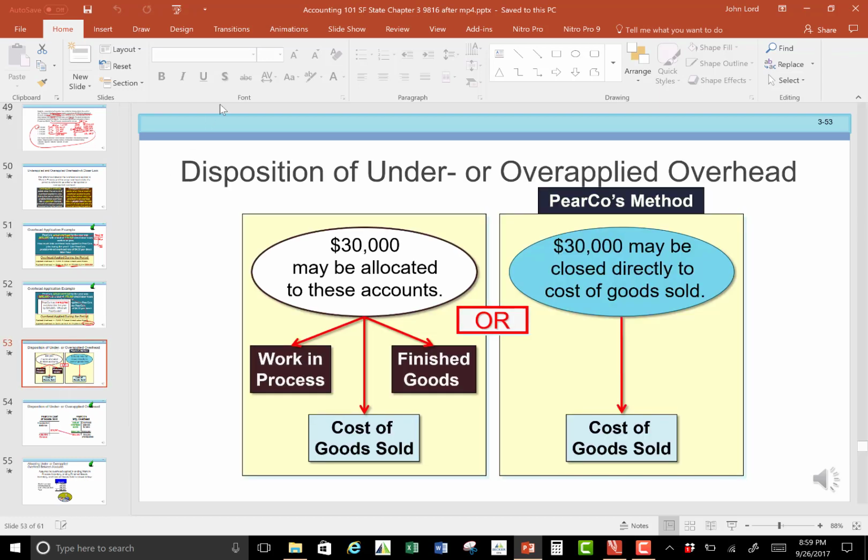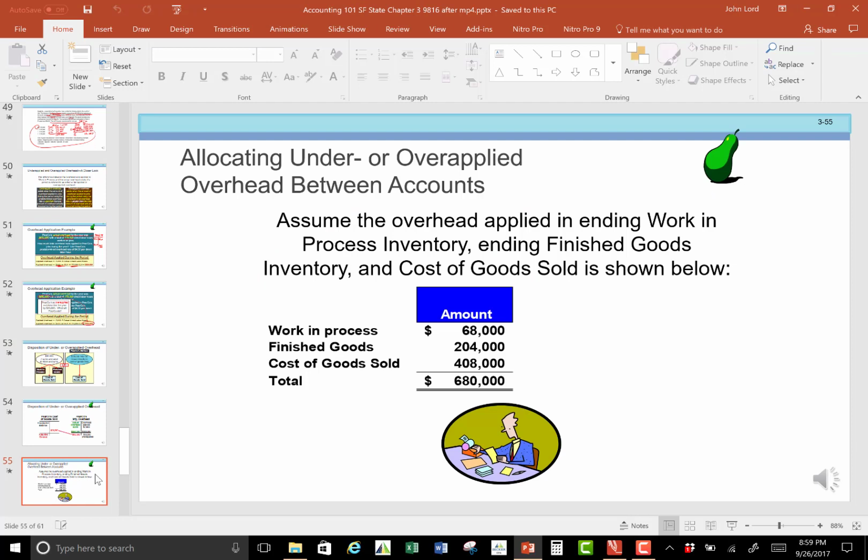We talked about the situation where if you had $30,000 and you thought it was immaterial, it would all go to cost of goods sold. If we had an over-apply, we would have to debit the manufacturing overhead and credit cost of goods sold to take it all out, right? The other option was to allocate it between the three based on the relative balance that each one had.